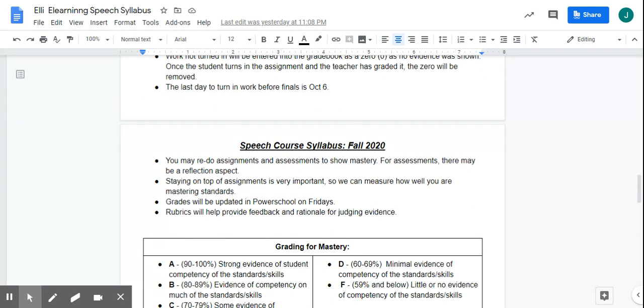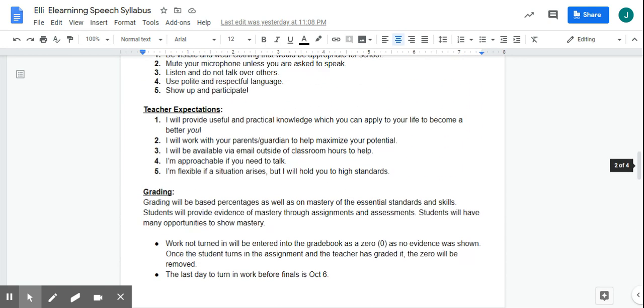I will allow you to redo assignments. I will stay on top of my grading so that you know what your grade is in a timely manner. I will place a 0 in the grade book if you turn in an assignment late. That doesn't mean that the 0 is going to stay. It's a way for both of us to have a realistic idea of what your grade is.